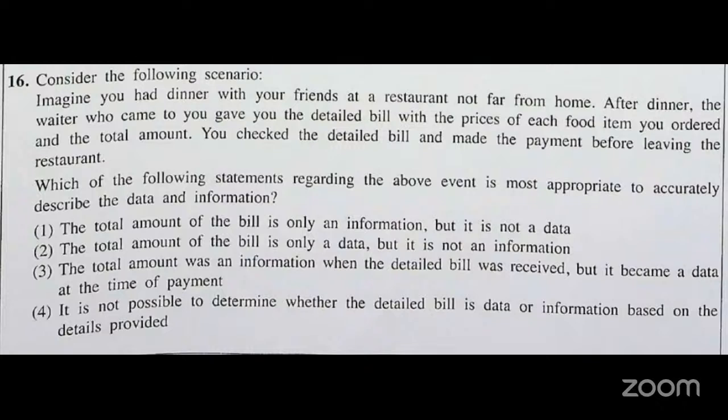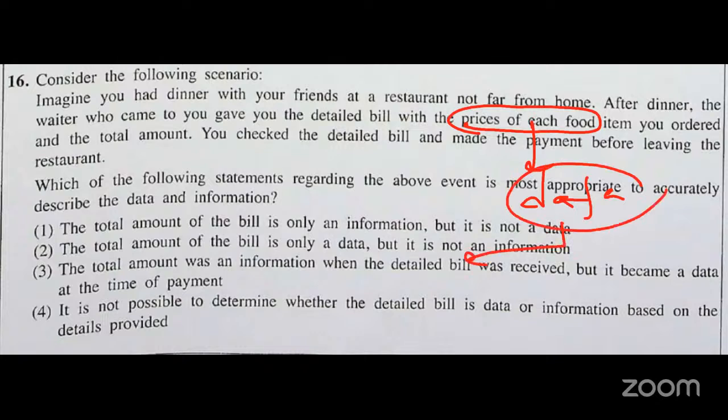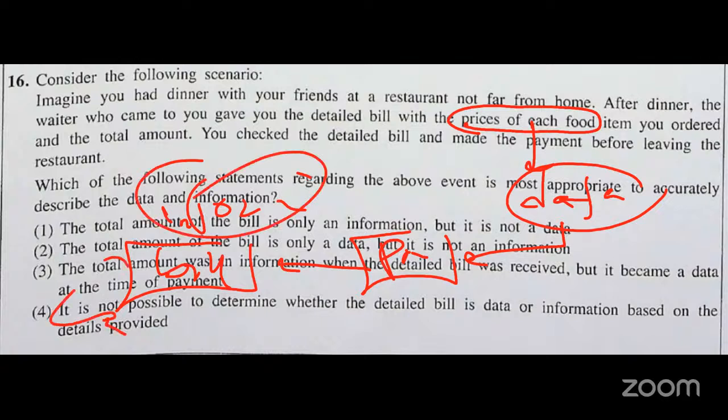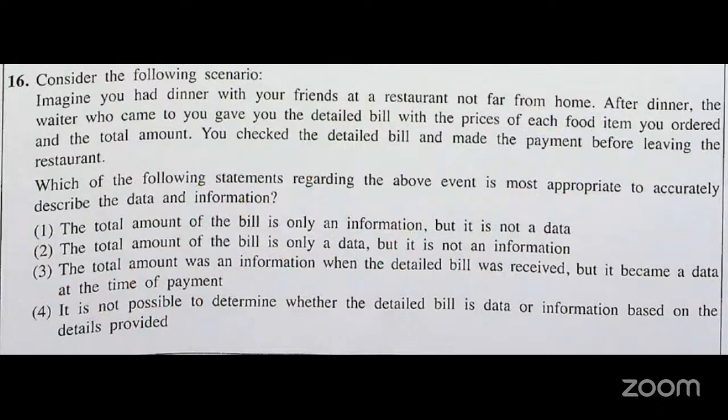Kids, the total amount was information when the detailed bill was received, and it became data at the time of payment. That's true, kids. In the food bill example, the prices of each food are data. When the cashier is entering all those prices and processing them to give the final bill, in that occasion the bill is information. But when you are making the payment, in that occasion you insert the bill as data, right? So the answer will be the third one.